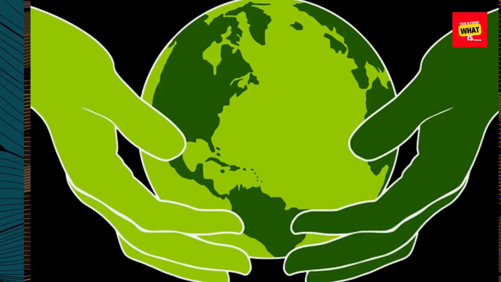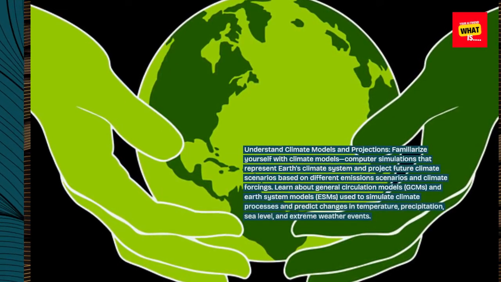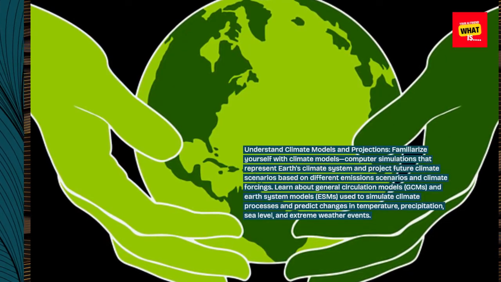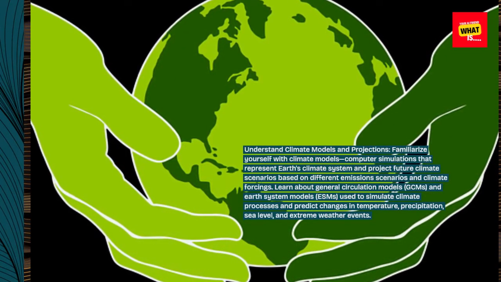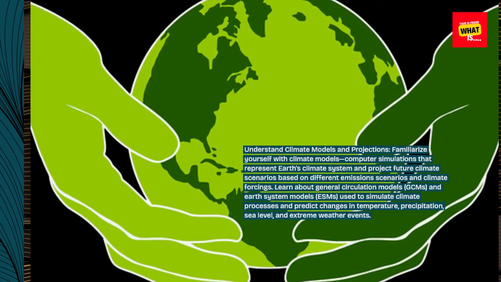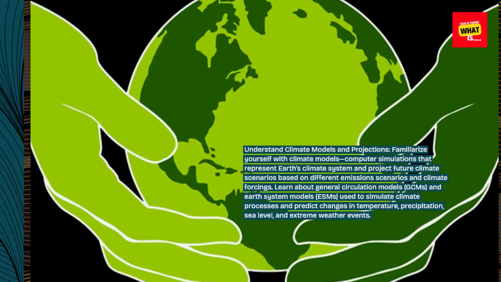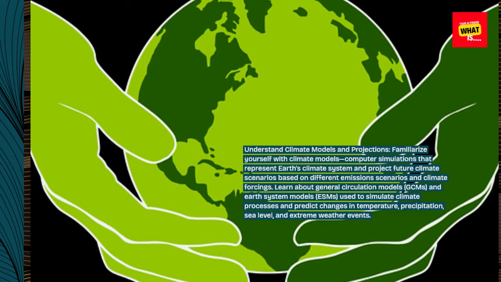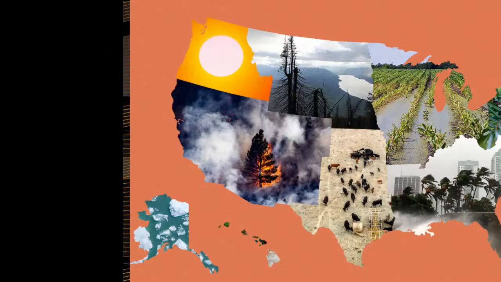Understand climate models and projections. Familiarize yourself with climate models, computer simulations that represent Earth's climate system and project future climate scenarios based on different emission scenarios and climate forcings. Learn about general circulation models, GCMs, and Earth system models, ESMs, used to simulate climate processes and predict changes in temperature, precipitation, sea level, and extreme weather events.